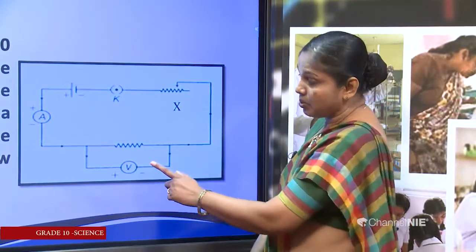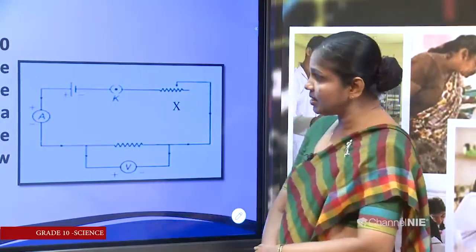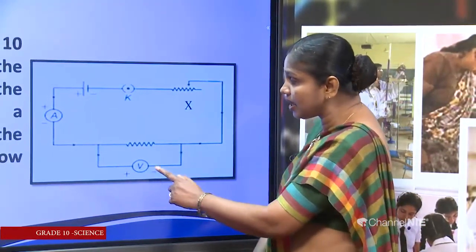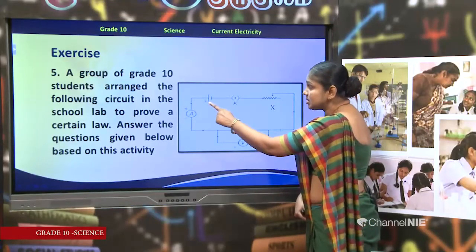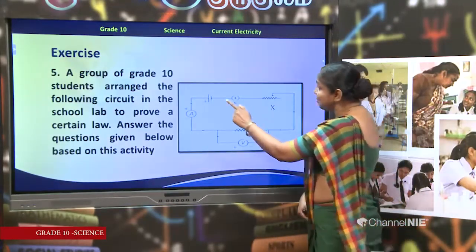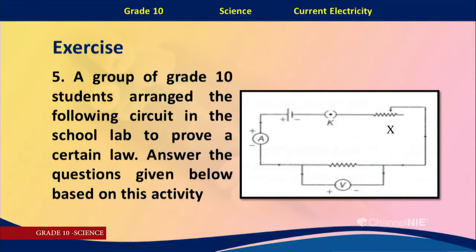And remember, when the voltmeter and ammeter are represented in this circuit, it is essential to mark the positive and negative terminals. See, this is the positive terminal of the battery, and when the ammeter is connected, the positive terminal must be connected to the positive terminal. And in the voltmeter too, the wire that comes from the positive terminal must be connected to the positive terminal of the voltmeter. Right. Now, we will see the questions.